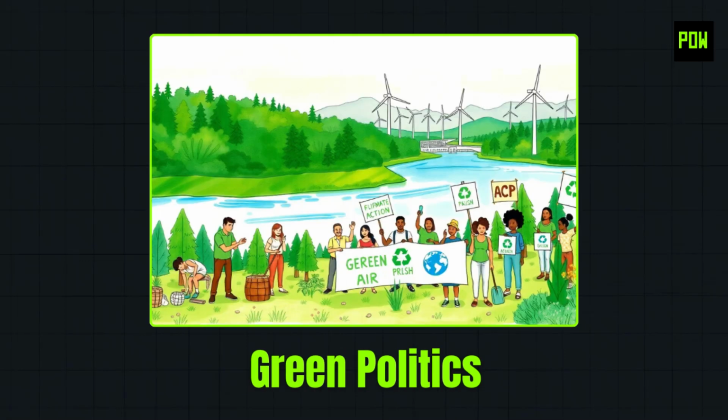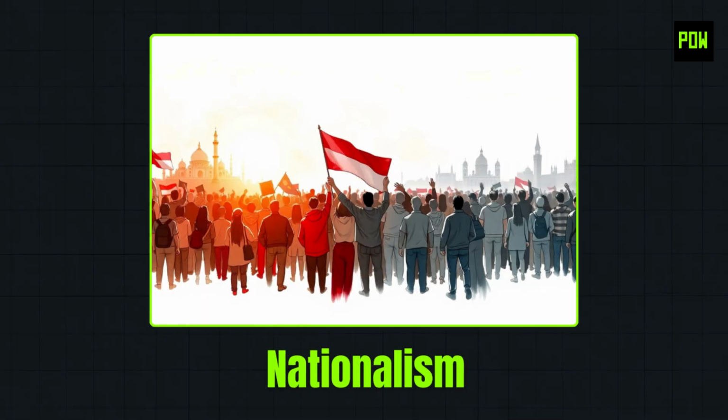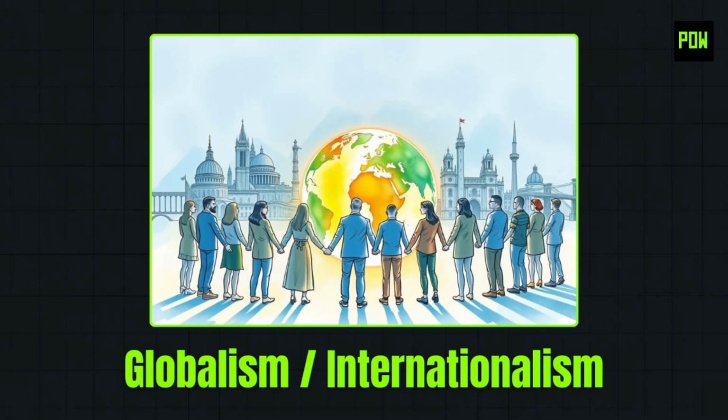20. Green politics. Green politics focuses on the environment, sustainability, and social justice. Green parties are rising in popularity as climate change becomes a bigger issue. 21. Nationalism. Nationalists believe in putting their country first. This can be positive, like patriotism, but extreme nationalism can lead to xenophobia or conflict. 22. Globalism or internationalism. This is the opposite of nationalism, promoting global cooperation, open borders, and international laws. The European Union is a good example.